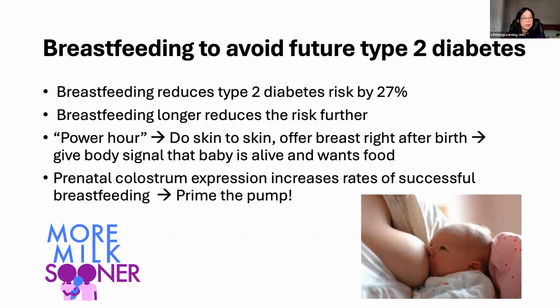The other thing people can do, and this has been proven in gestational diabetes to be an effective means of promoting breastfeeding, is something called prenatal colostrum expression, which is basically starting to milk the breasts at 36 weeks and give yourself a chance to wake up the milk cells before the baby is born. And there is much more information at this site called moremilksooner.com.